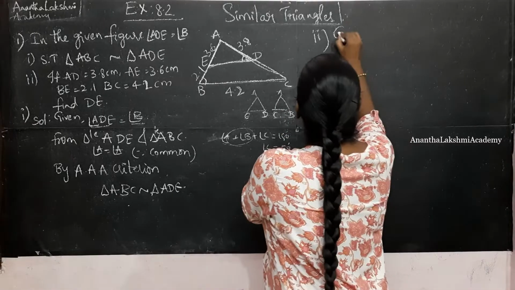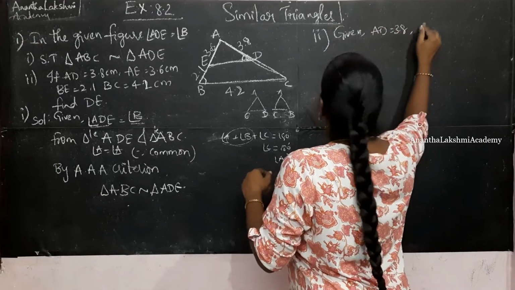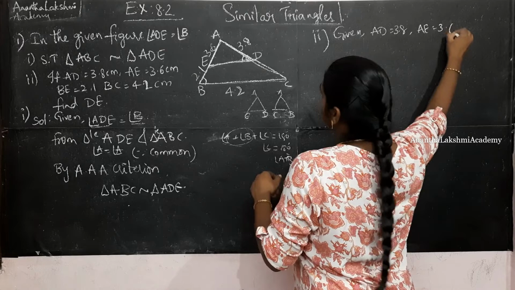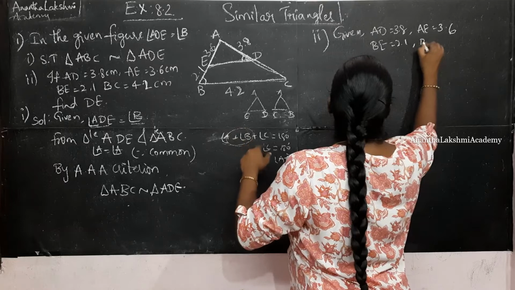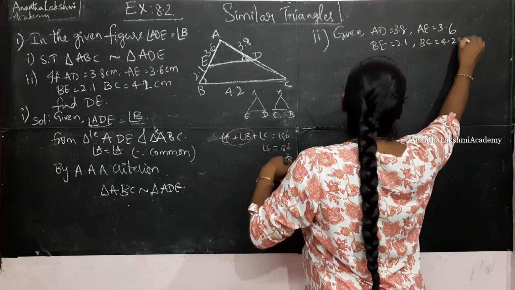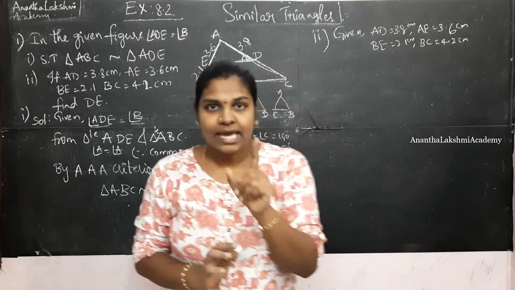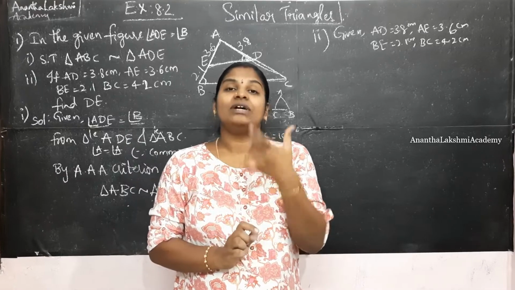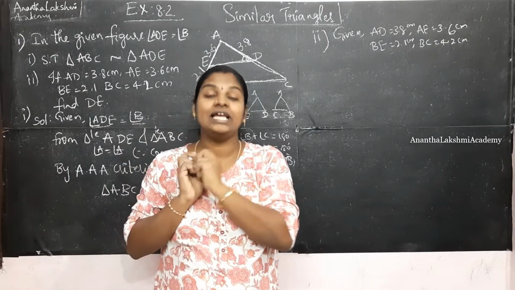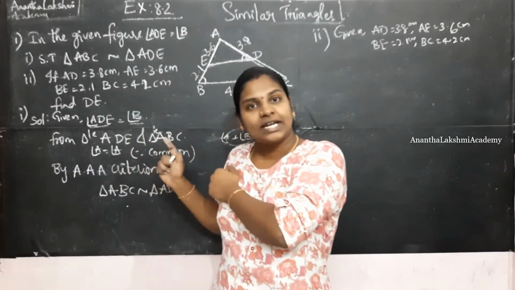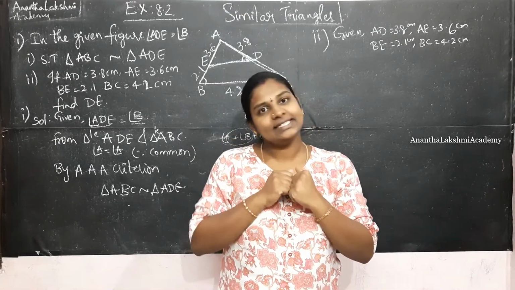So let me write, given whatever the measurements that are given, AD is equal to 3.8, AE is equal to 3.6, BE is equal to 2.1 and BC is equal to 4.2. Of course, centimeters, all are centimeters. Okay. Now, according to our AAA criterion theorem, what does that theorem say? When all the three angles of one triangle are equal to the corresponding angles of the other triangle, then the sides of the first triangle are proportional to the sides of the second triangle, which means the ratio of the sides is equal.